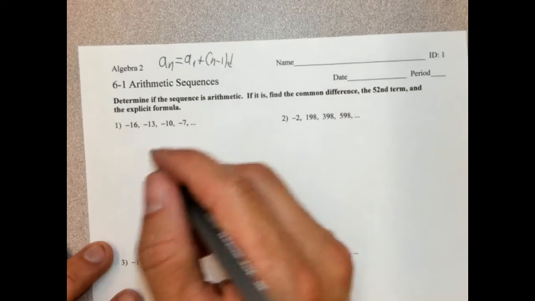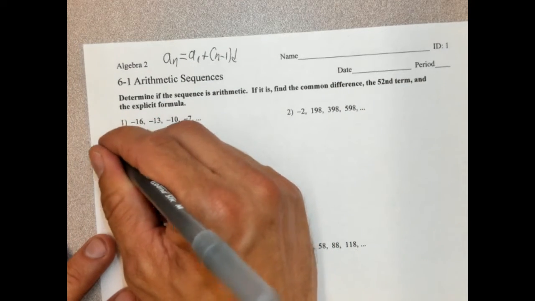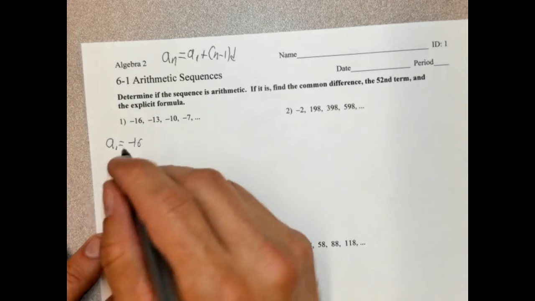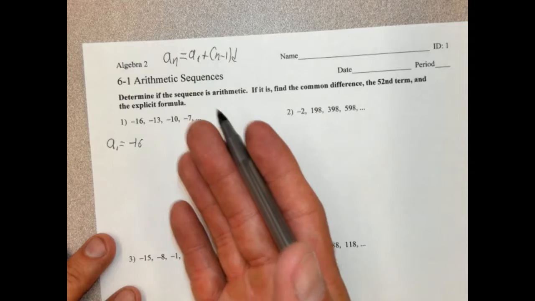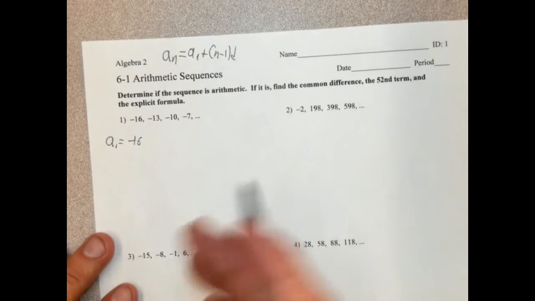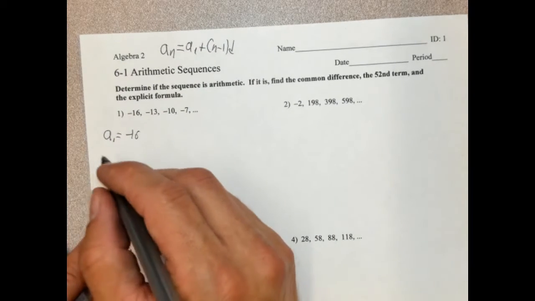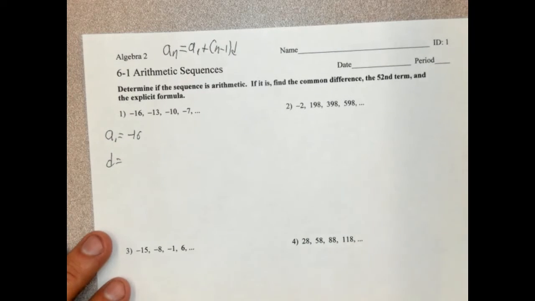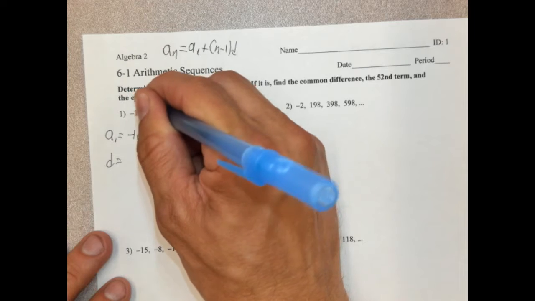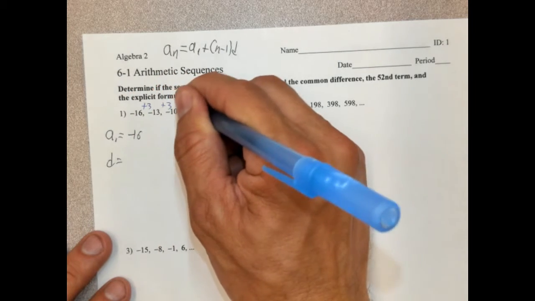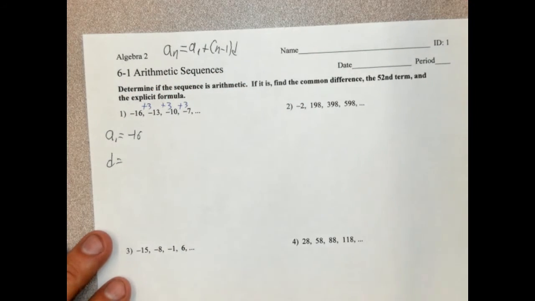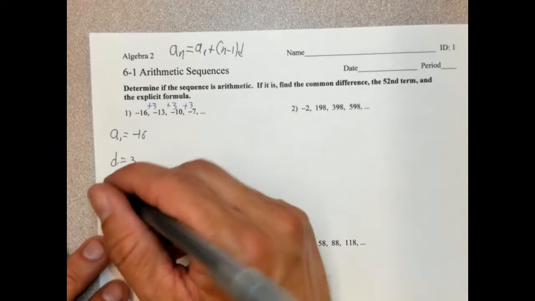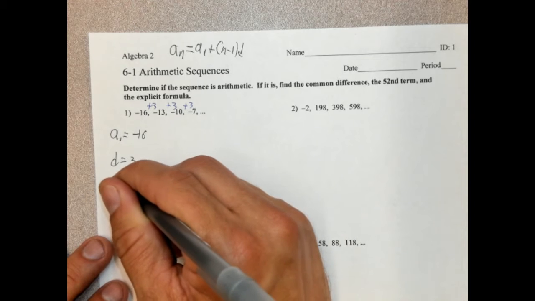Okay. So in this case, I always like to start with the a sub 1. What's our first term? It's going to be negative 16. And we have to assume that these are arithmetic. In this case, they are. There's another activity where they're not all arithmetic, and we'll go over that later. And then we also need our common difference. How much is it changing by each time? And you can see here, it's actually increasing by 3. So 3 is our common difference. And we were asked to find the 52nd term. So we're looking for a sub 52.